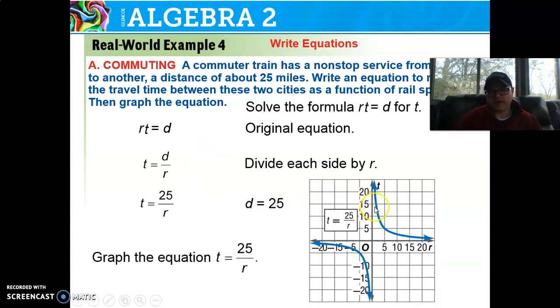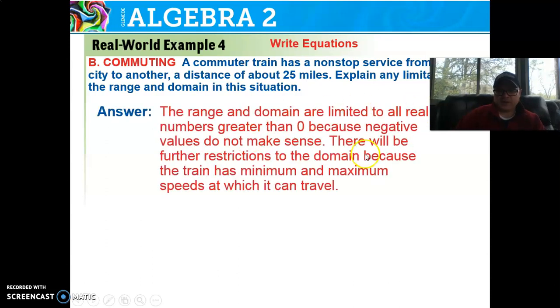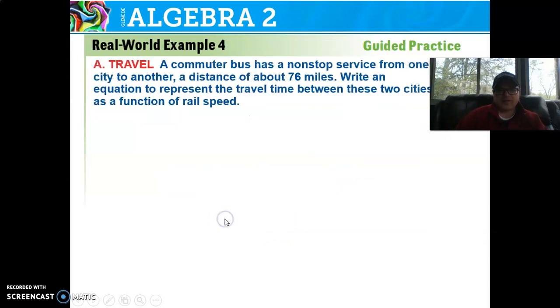And if we graph that equation, it looks just like our parent function, going to have x can't equal 0, or in this case, r can't equal 0, and t can't equal 0. So now, let's explain any limitations to the domain and range of the situation. Well, the domain and range, if we say x can't equal 0 and y can't equal 0, doesn't make sense because that includes negative numbers. So we want to make sure that, in the real world, we restrict the problem to usually only positive values.